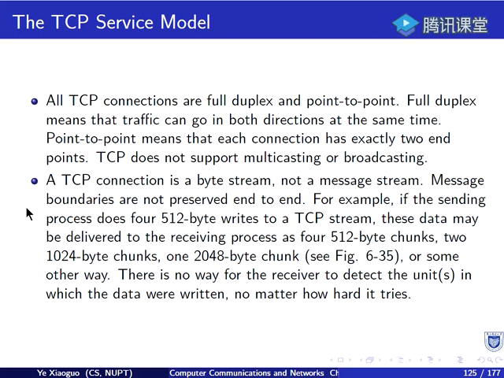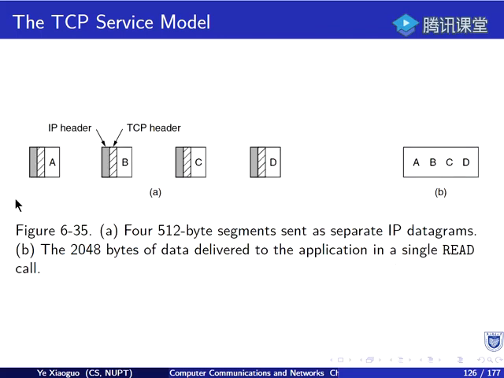That means TCP is a byte stream, not a message stream. It does not preserve the message boundaries. For example, this figure shows the four 512-byte segments A, B, C, and D, sent as separate IP datagrams.